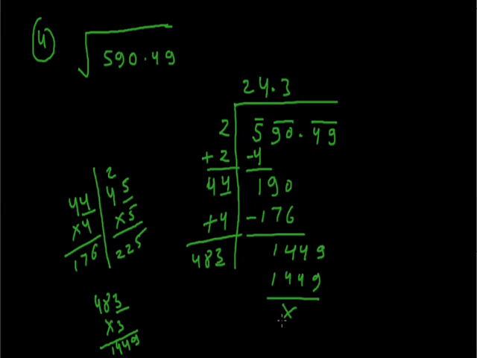1449. Then there is 0. So the square root of 590.49 is 24.3. That is the answer. Let's take one more example.